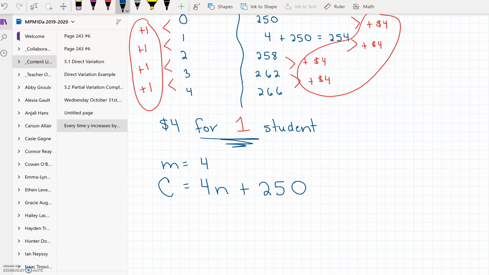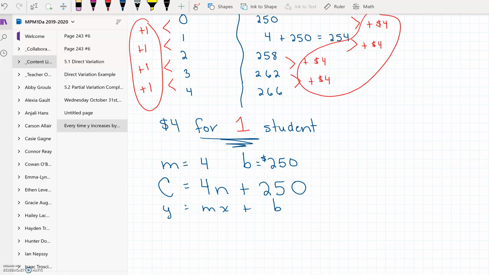And that comes from y equals mx plus b, which means that your b, which is your initial cost in this case, is $250. Okay, so the letter I used for y is C, the letter I used for x is N, and then you just go ahead and substitute the m, which is your rate, something per one something.